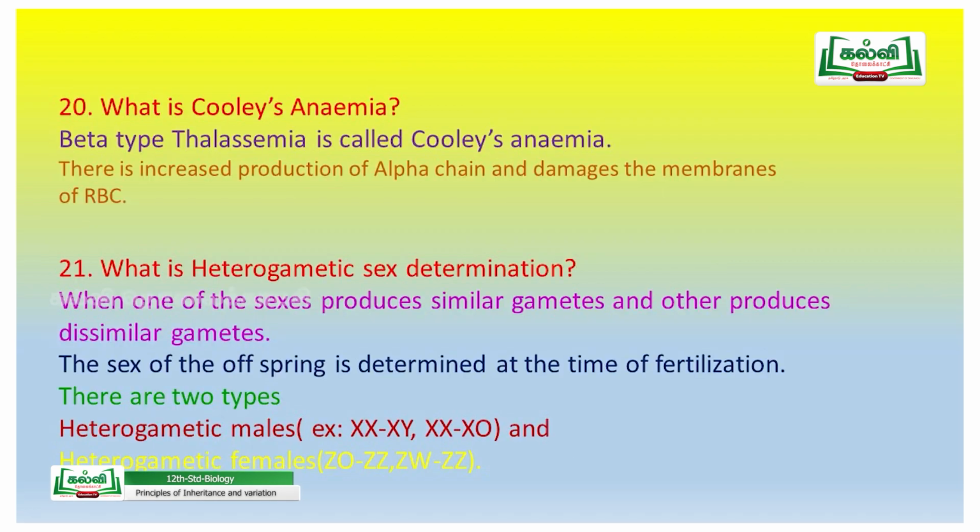What is Cooley's anemia? The beta type thalassemia is also called Cooley's anemia, and there is increased production of alpha chain, which damages the membranes of RBC.